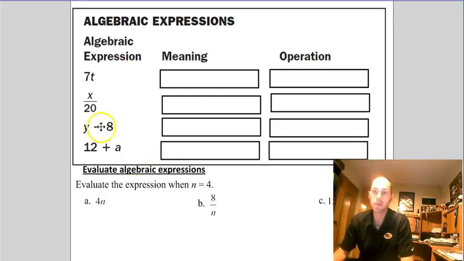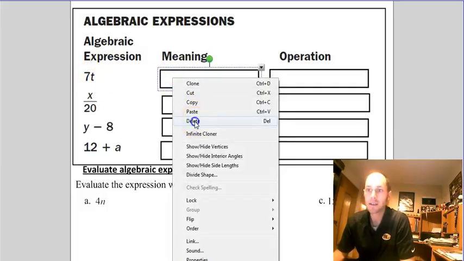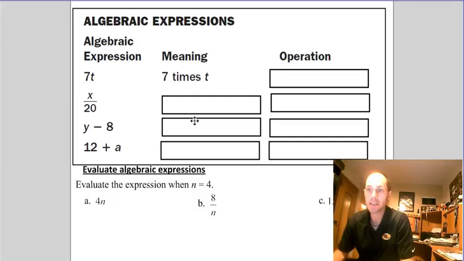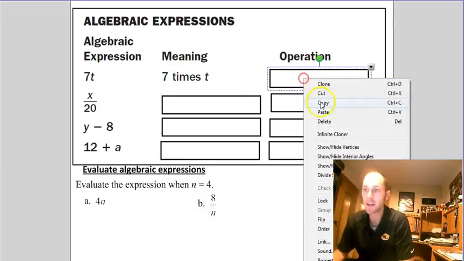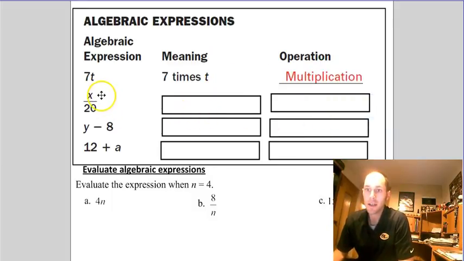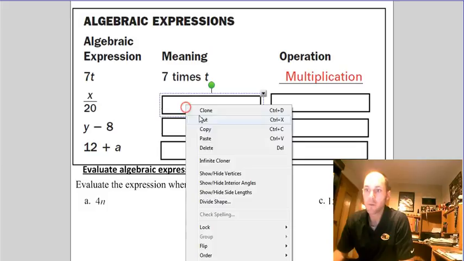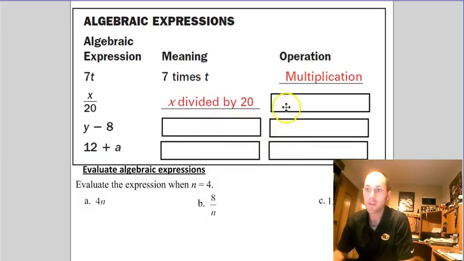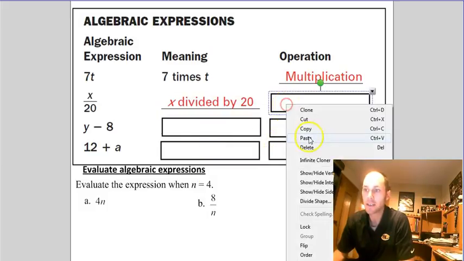All right, let's now get into how to evaluate some expressions. So let's say, for instance, we've got these expressions. 7t. Well, what does that mean? Well, it means I'm multiplying 7 times t in math. When you see the variable right next to the number, that means we're multiplying. X over 20 is another way to write down that we're dividing x by 20.